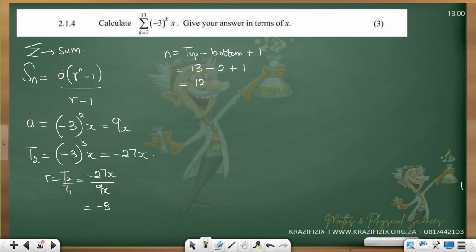Do you notice I have everything I need now? I have my A, I have my R, and my N. So I need my S12. What is our A? 9x in bracket. What is our R? -3. How many terms? N is 12, minus 1, over R, which is -3 minus 1. Put all of this in a calculator. Your calculator can handle it. And at the end, you write x. Case closed. Let me know if it makes sense. Somebody who's done this, please give me an answer.